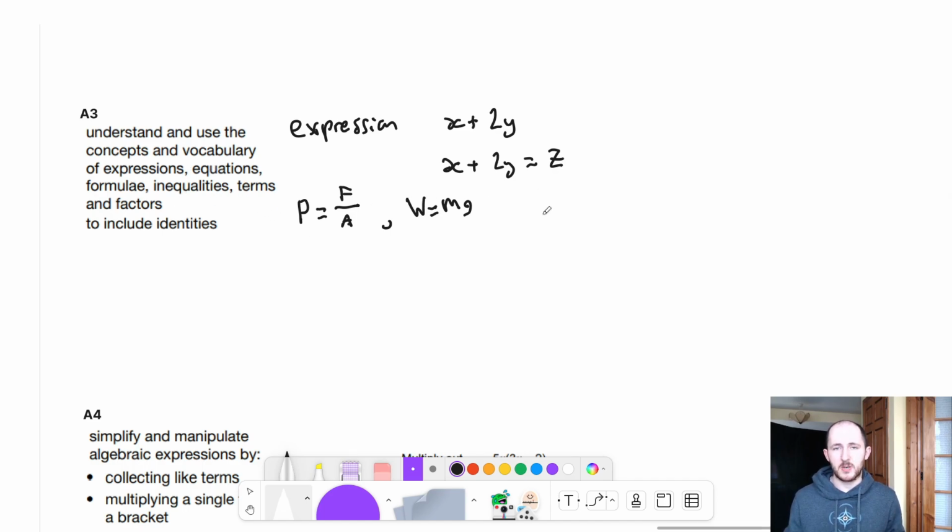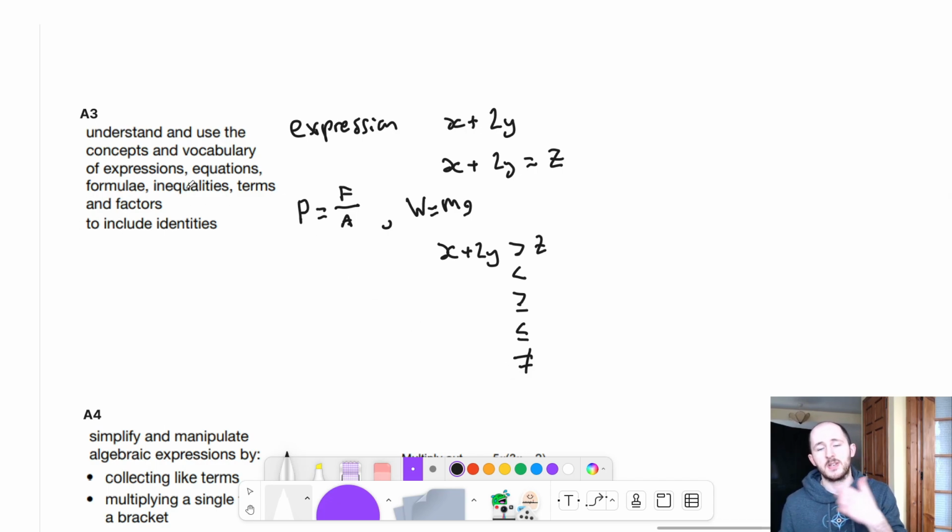Inequalities, it's actually quite easy. It's just when something isn't equal. So again, you could have x plus 2y, and then you're going to have one of four symbols. You can have greater than z, you can have less than z, you can have greater than or equal to z, you can have less than or equal to z, and lastly you can actually have not equal to. All of these, where all of these can replace this one here, are inequalities.